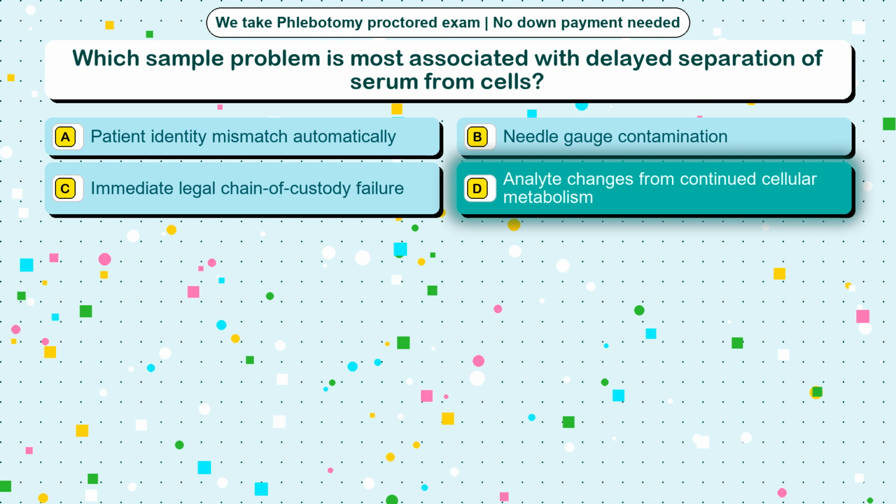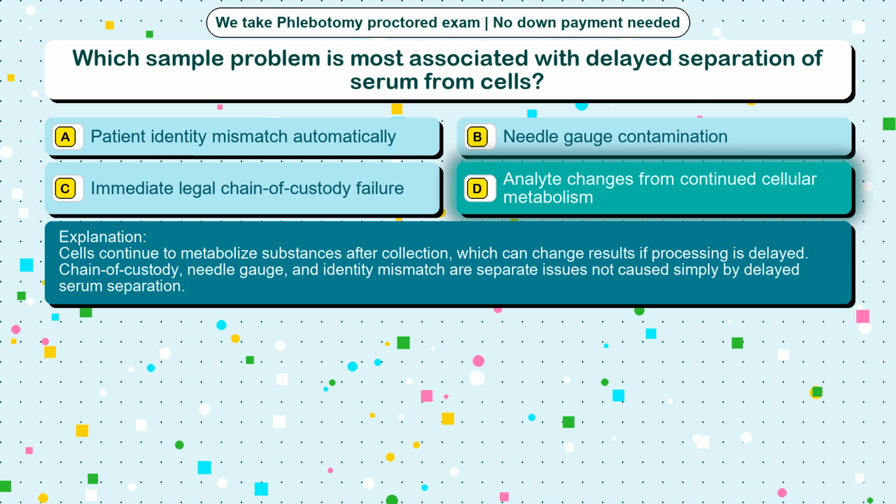The correct answer is option D, analyte changes from continued cellular metabolism. Cells continue to metabolize substances after collection, which can change results if processing is delayed. Chain of custody, needle gauge, and identity mismatch are separate issues not caused simply by delayed serum separation.